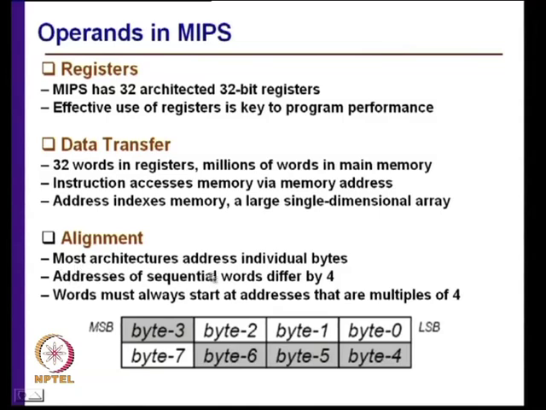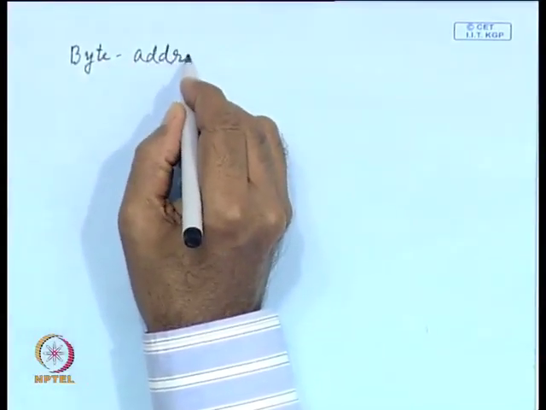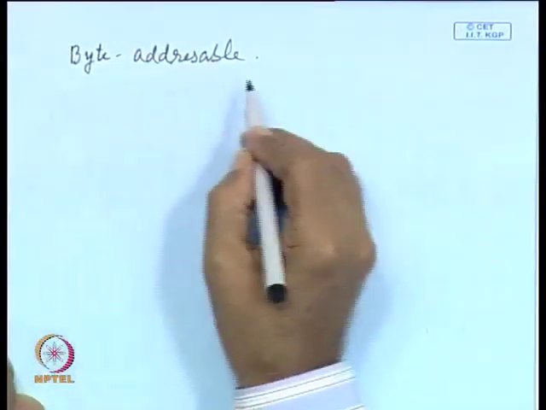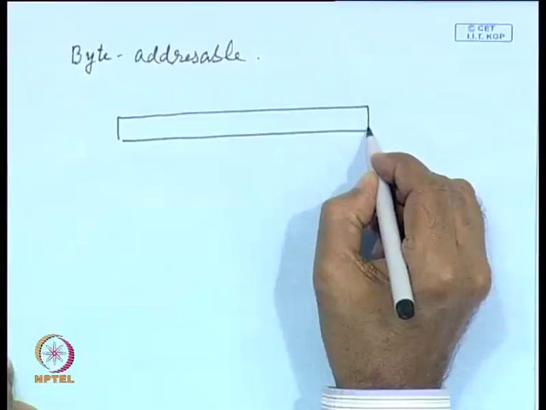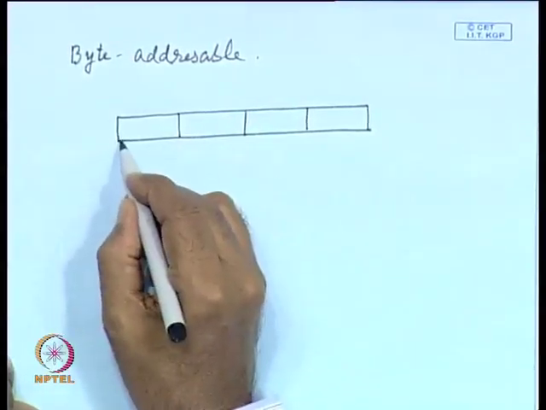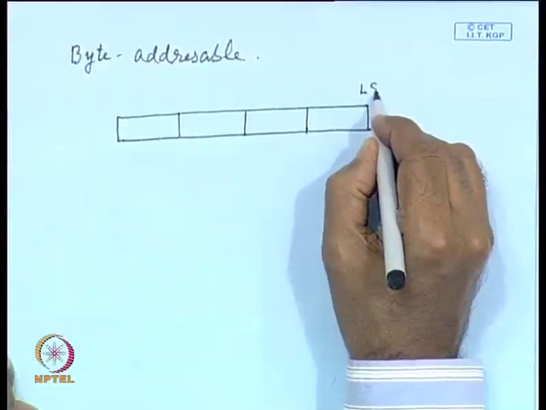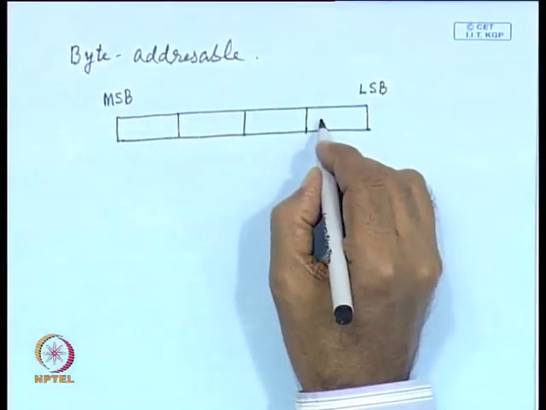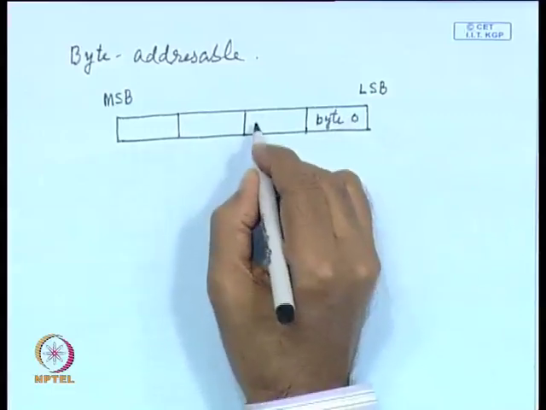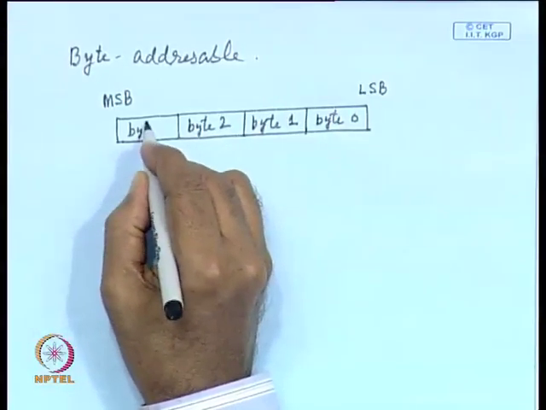Alignment: most architectures address individual bytes. As I told, like any other processor, MIPS also is byte addressable. Now, whenever you make it byte addressable, your word size is now 4 bytes. So, there will be 4 bytes present in a single word. How do you use the convention of aligning the bytes? For example, this will definitely be the least significant bit, and this is the most significant bit. Now, this can be byte 0, this can be byte 1, this can be byte 2, and this can be byte 3.